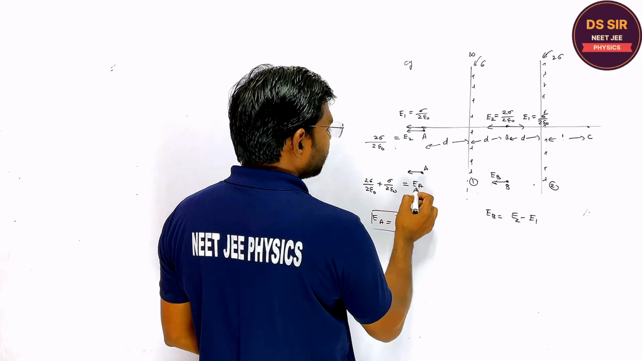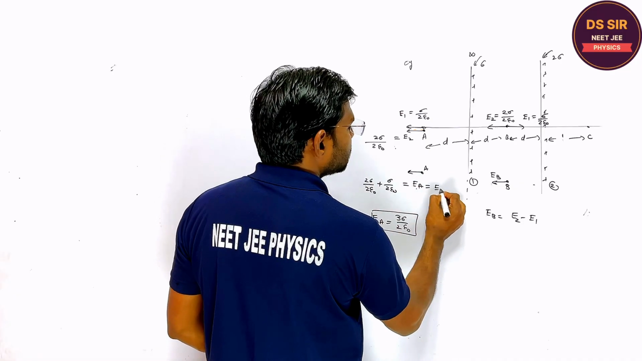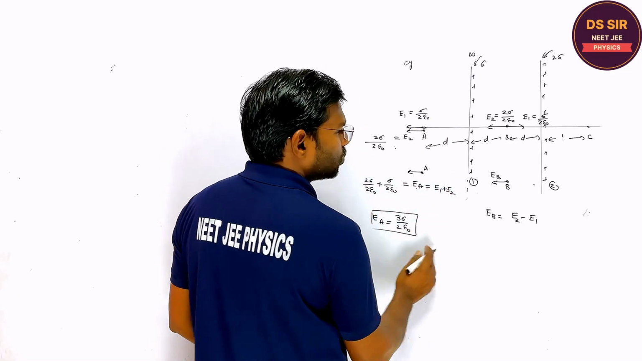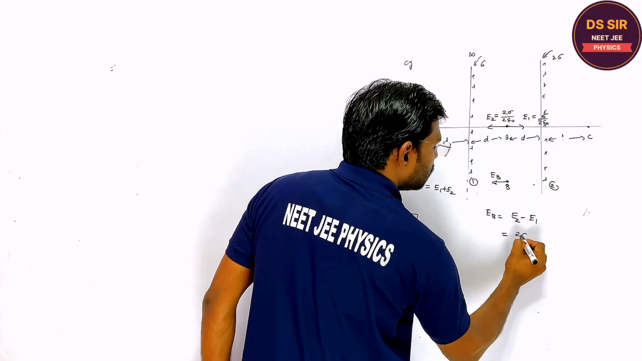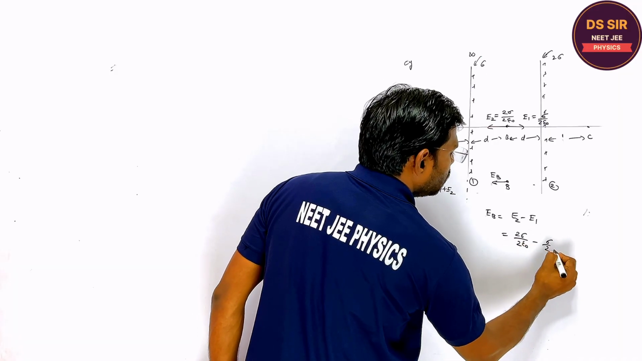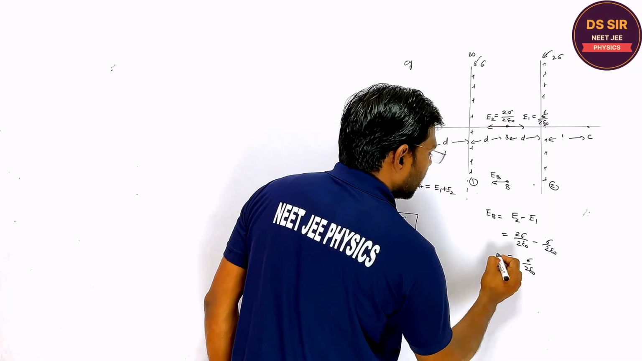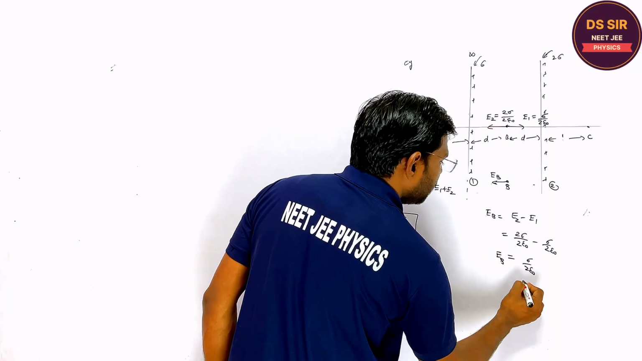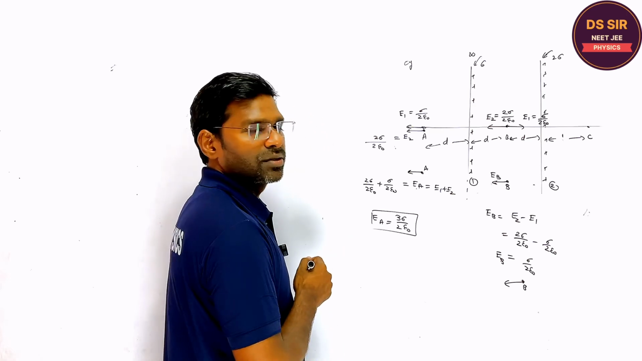Here the electric field at A was equal to E1 plus E2. Now E2 is due to 2 sigma upon 2 epsilon naught, minus sigma upon 2 epsilon naught. So the answer is sigma upon 2 epsilon naught. And what is the direction of the electric field at B? The electric field at B is in this direction.